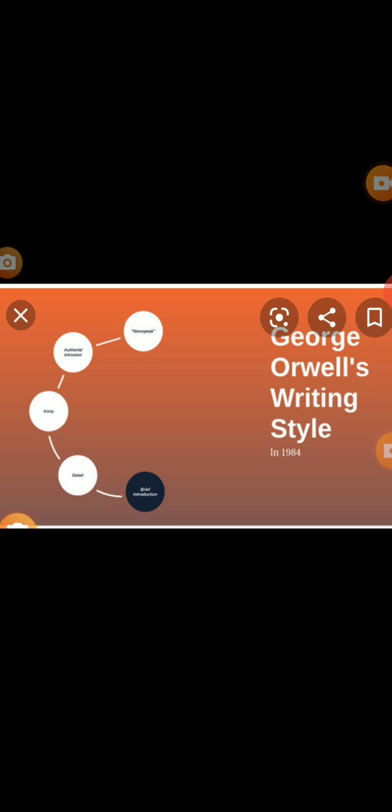The fourth rule is never use the passive where you can use the active. Orwell believed that for the most part, the passive voice added unnecessary confusion. The fifth rule is never use a foreign phrase, a scientific word, or a jargon word if you can think of an everyday English equivalent.